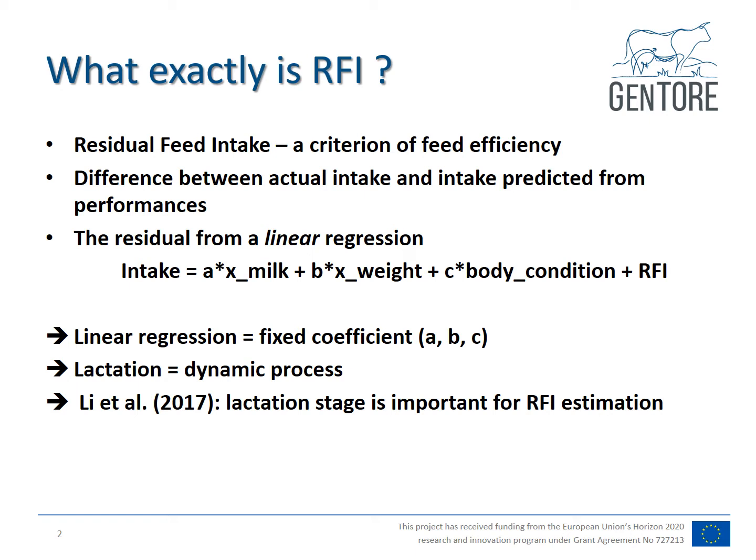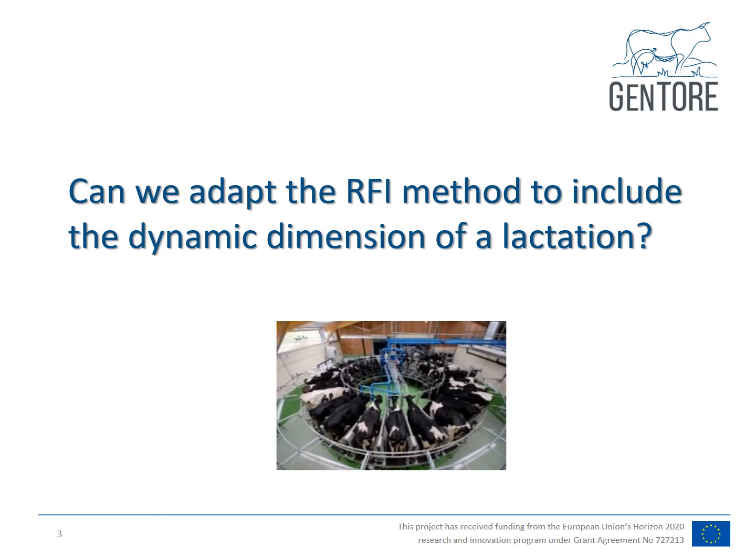As I told you, this is a linear regression, so the coefficients a, b, and c here are fixed and remain stable all lactation long. But the problem is that the lactation is a dynamic process, and if you neglect to take into account this point and the lactation stages, you get a naive assessment of RFI. And this brings us to the main point of this presentation, which is, can we adapt the RFI methodology to include the dynamic dimension of lactation into the estimation?